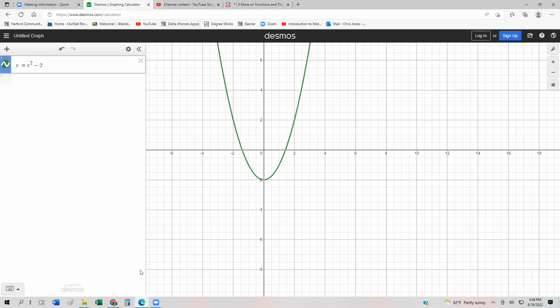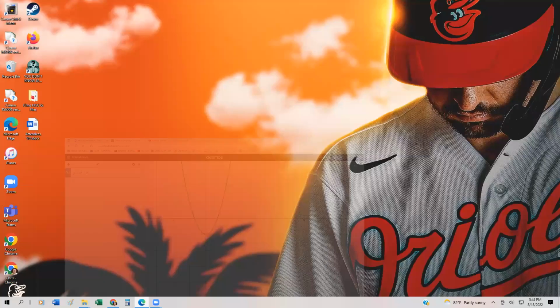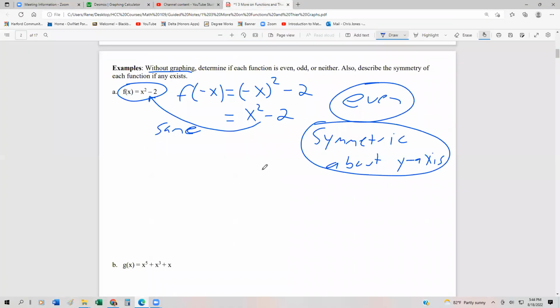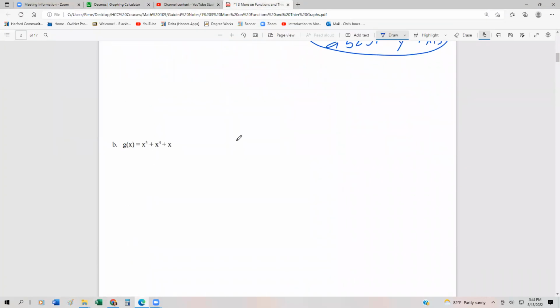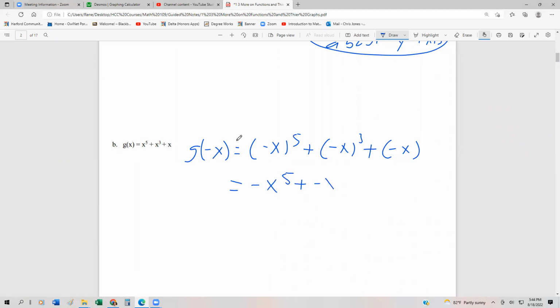So another example of determining whether a function is going to be even, odd, or neither, we have this function x to the fifth plus x cubed plus x. And what we're going to do is plug in a negative x. And so that's going to be negative x to the fifth plus negative x cubed plus negative x. Now, anytime that we raise a negative number to an odd power, it's going to stay negative. And so this is going to work out to be negative x to the fifth plus a negative x cubed plus a negative x.